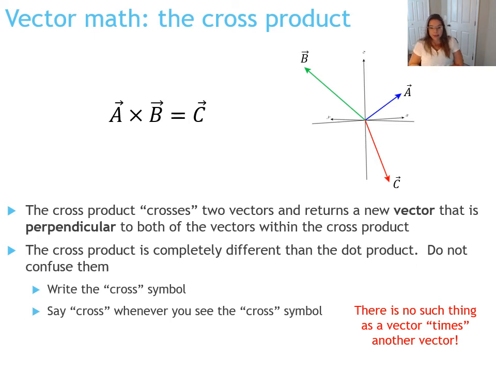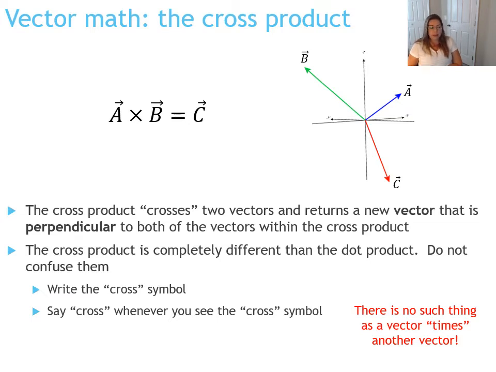So we're going to continue our discussion of this new vector math operation called the cross product. Whenever you are crossing two vectors, you're taking two vectors and generating a new vector. That's the result of the cross product. And that new vector is going to be perpendicular to both of the vectors that were in the cross product. And this is a brand new vector operation. It is very different than the dot product, adding, subtracting.